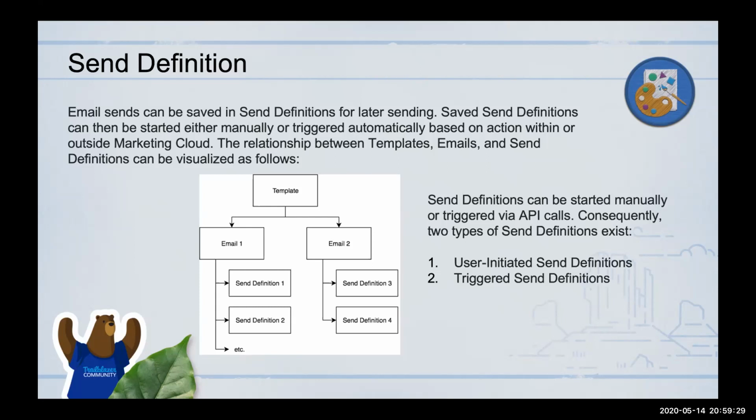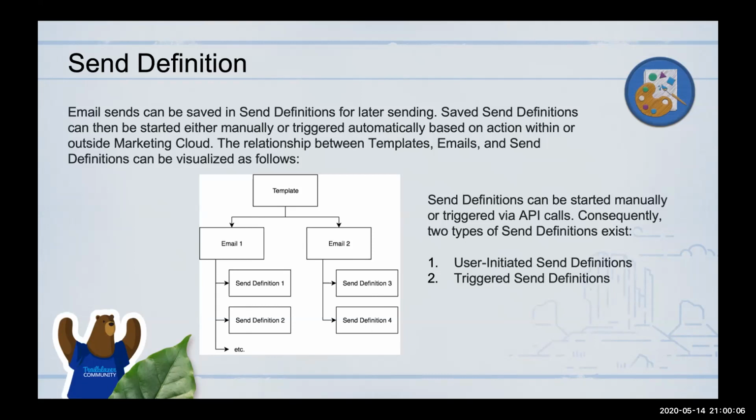The relationship between templates, emails, and send definitions can be visualized as follows. So here you have the template, you have the email, and you have several send definitions. As an example, send definition 1 might be marketing messages, and the other one might be transactional. Email message 2 is another form of marketing, and then another one of transactional.